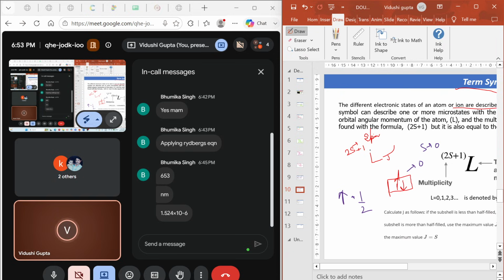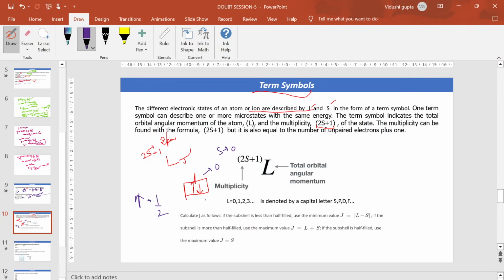If you want to calculate the spin multiplicity, it will be 2S plus 1. That means 2 into 0 plus 1. That will be 1.